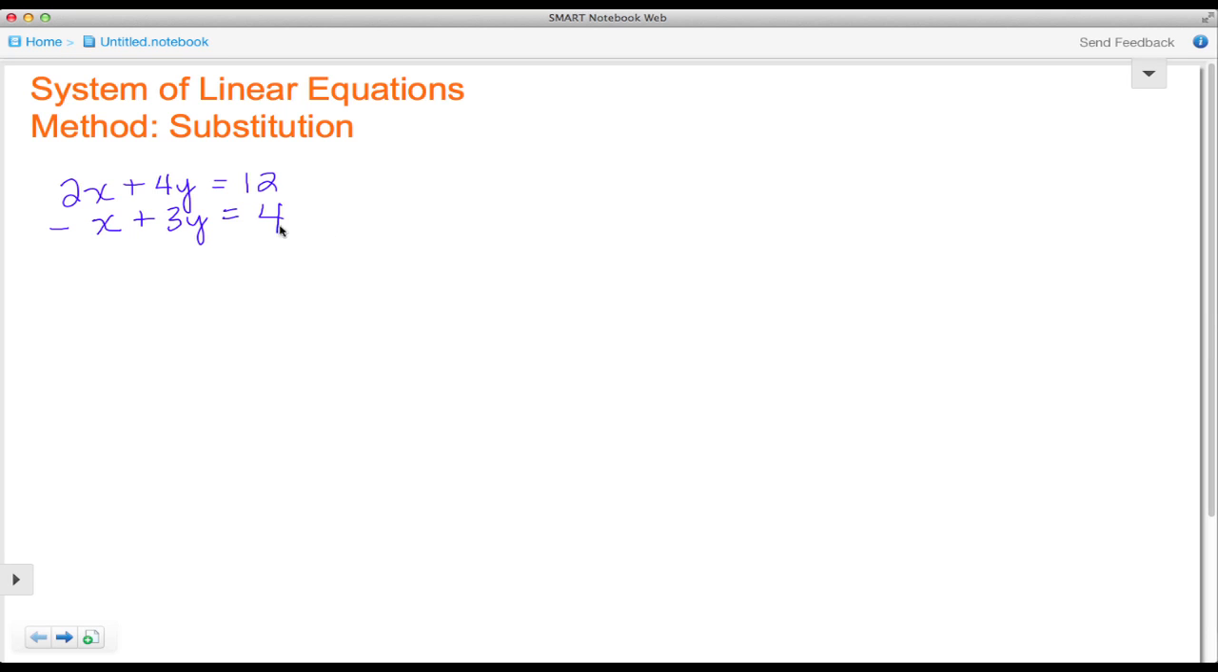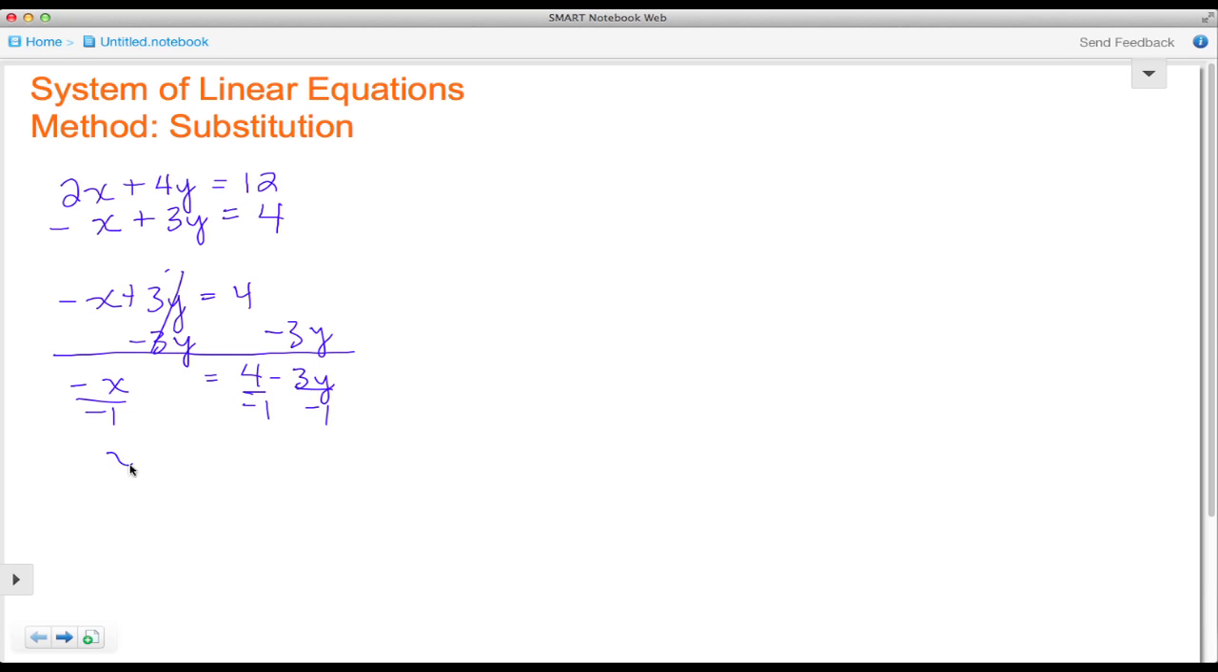We're going to start by working with the second equation here: negative x plus 3y is equal to 4. We're going to solve for the x variable, so we subtract 3y from both sides. Those cancel, and we're left with negative x is equal to 4 minus 3y. We can't have this x as negative, so we divide each term by negative 1. So here we're left with x is equal to negative 4 plus 3y.